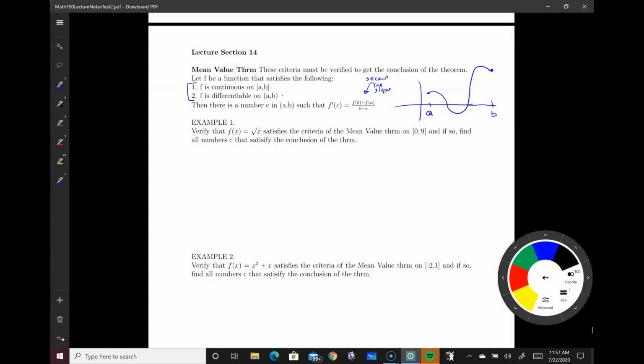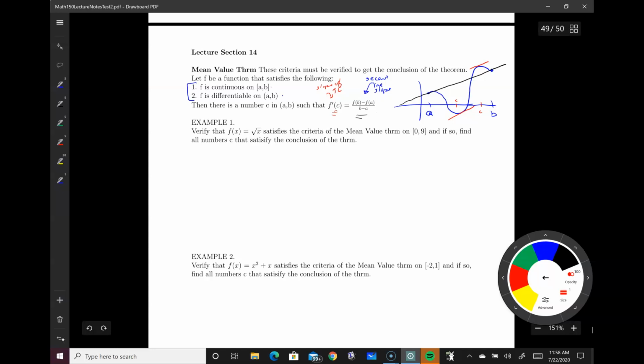I'm going to attempt to draw a secant line. Remember, a secant line is a line between two points. So there's the line between the two points, and this gives us the slope of that secant line. What this theorem is saying is that there is a value of C in between, and there could be more than one, where the slope of the tangent line is the same. So there are places where the tangent is parallel to the secant. Here would be a value of C, and here would be a value of C.